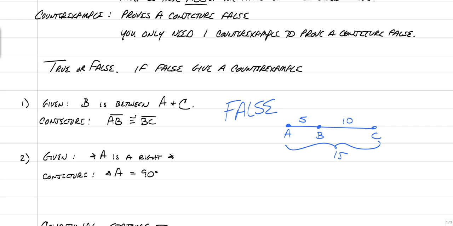Okay? So, why don't you think about the second example. It says A is a right angle, so the conjecture is angle A is equal to 90 degrees. True or false? If you say true, you are correct. That's the definition of a right angle. Right angles will always be 90 degrees. So you are good to go. Okay? So that's a little bit about inductive reasoning.